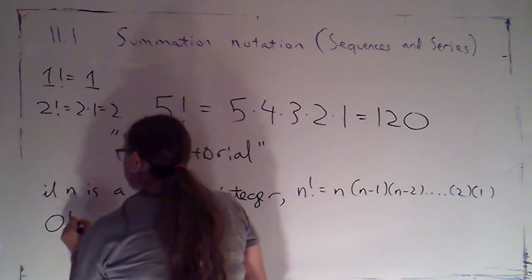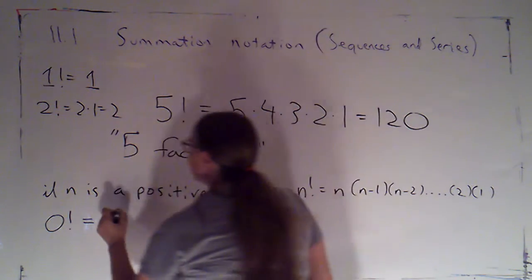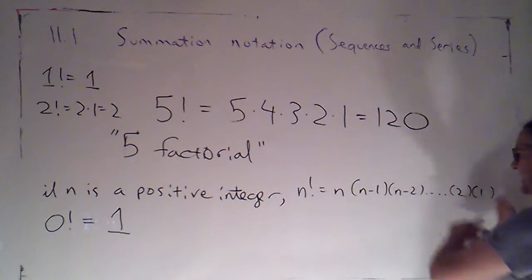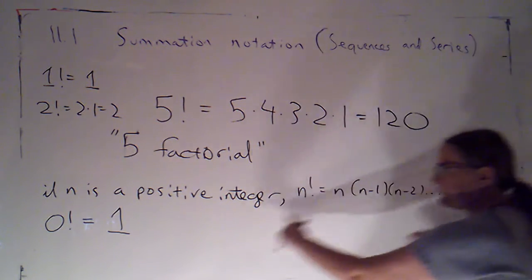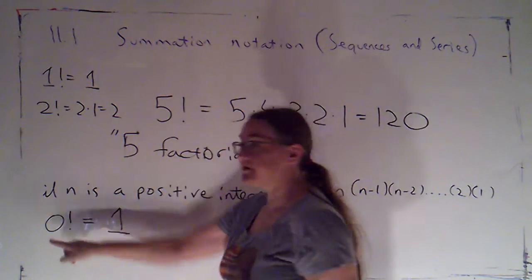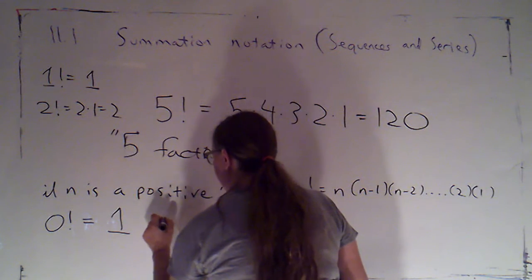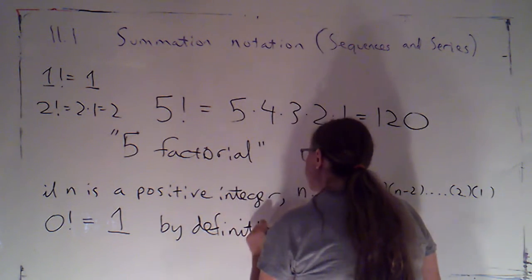And 0 factorial, by special definition, is 1. Okay. Now, you might say, but that doesn't make sense. This isn't the definition. This is the definition if n is a positive integer. 0 is not a positive integer. This is a special definition. So this is just by definition. You can't prove it. It turns out it's a good choice.